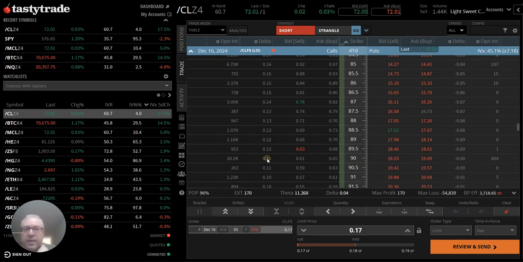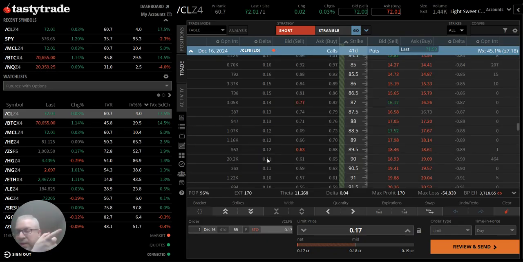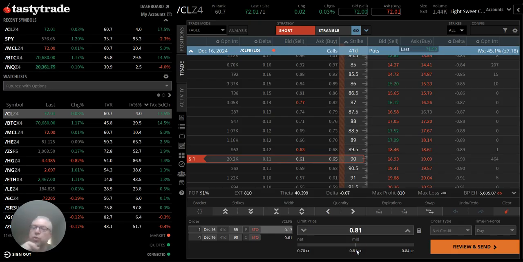That's a lot. We got a delta of 11. The other one has a delta of 4. This is the 11 delta. We're gonna click sell on this one, and we got ourselves a short strangle, a delta neutral option strategy, which yields us right now $810. Let's go over the trade step by step.